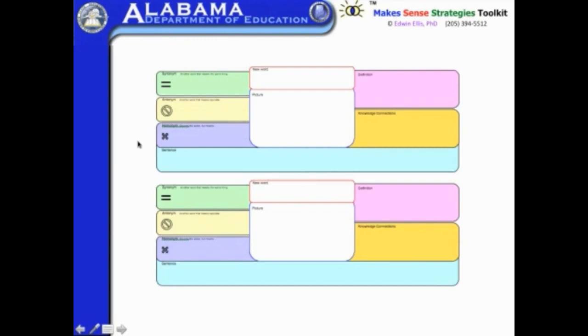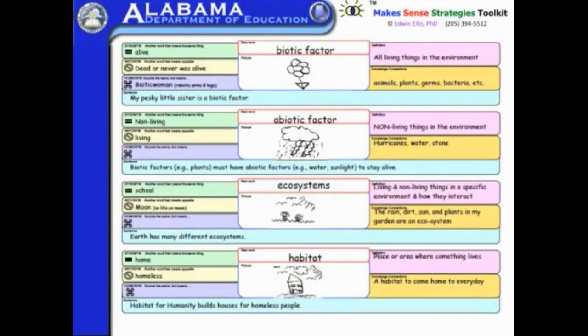So here's an example of how that looks with science. You have biotic factor, which is defined as all living things in the environment. Knowledge connections, well, they're animals, plants, germs, bacteria, etc. A synonym basically means it's alive. And an antonym means basically it was dead or never alive, in other words, the opposite. Homonym, a biotic woman. And a sentence: my pesky little sister is a biotic factor. Kind of cute there. So you can get a sense of how these work. In this case, the student drew pictures as opposed to importing them.